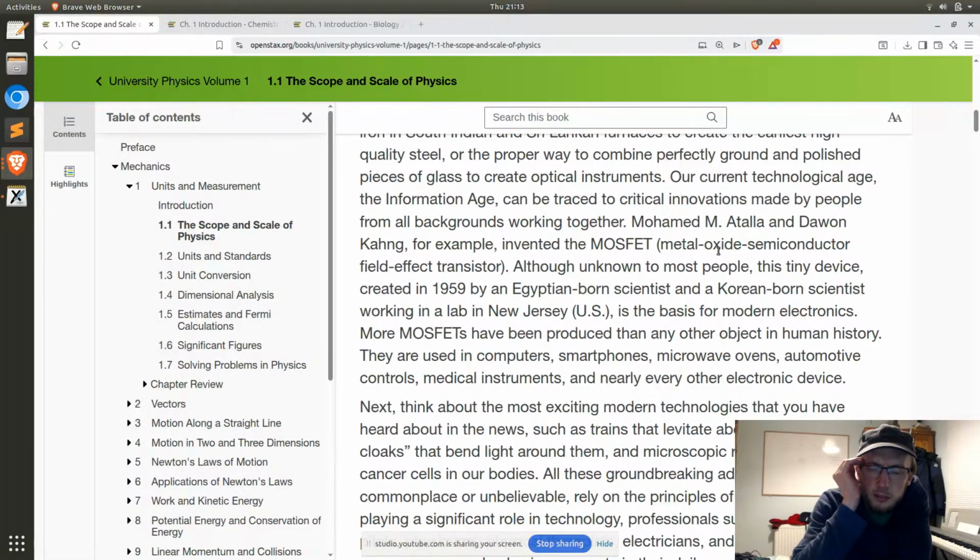Metal oxide semiconductor field effect transistor. Metal oxide semiconductor field effect transistor, MOSFET.